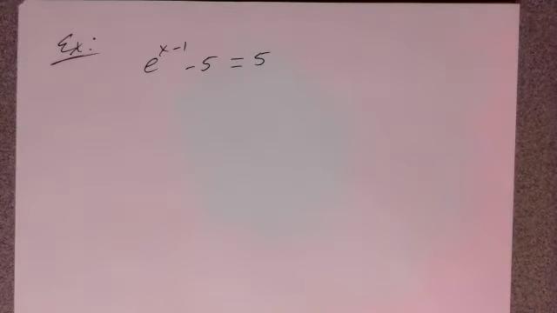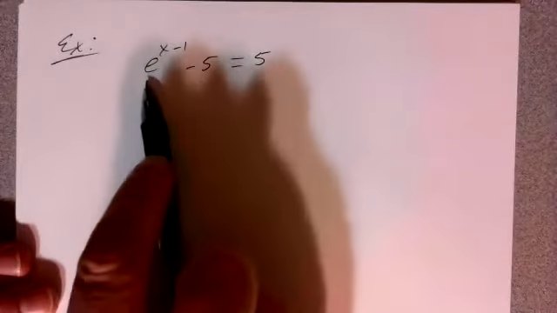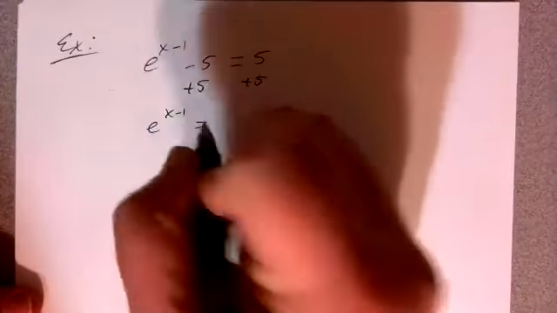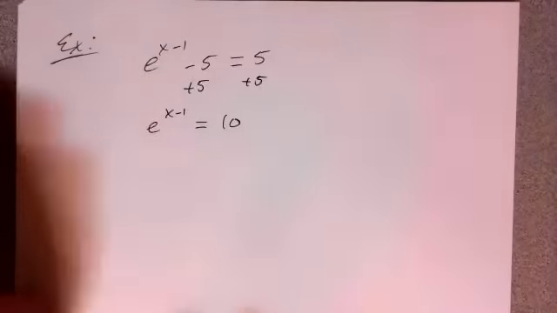Another example that we have: e to the x minus 1, minus 5 equals 5. Following our procedure, the first thing we have to do is isolate the base with the exponent. The base here is e, so e raised to the x minus 1, minus 5 equals 5. It's not isolated because I have this minus 5 here, so I have to add 5 to both sides first. Then I get e raised to the x minus 1 equals 5 plus 5, which is 10.